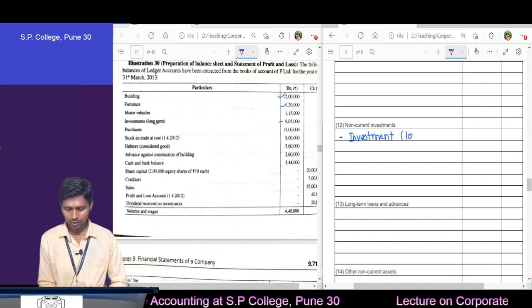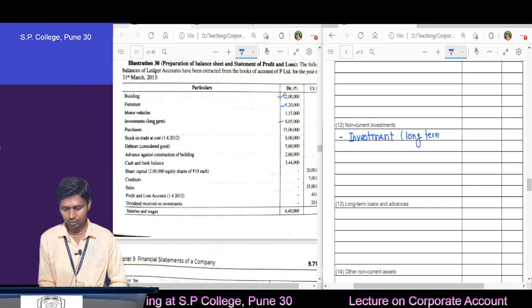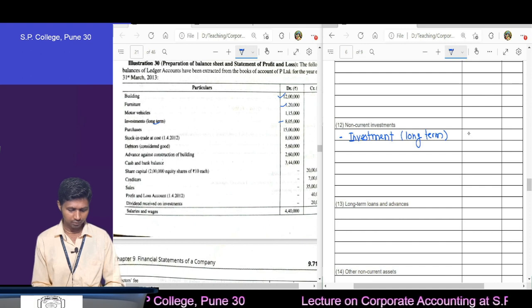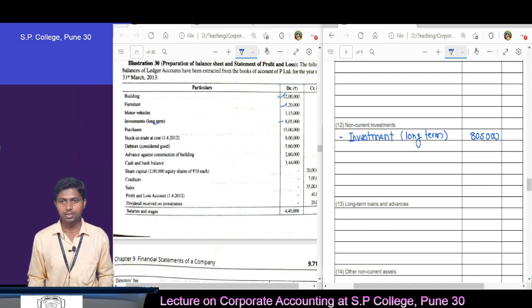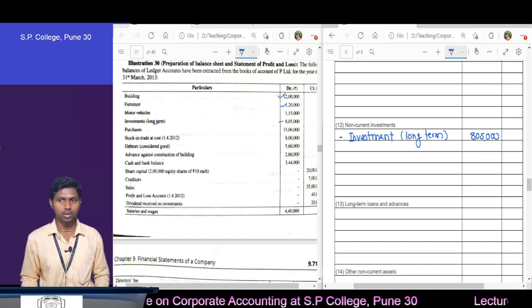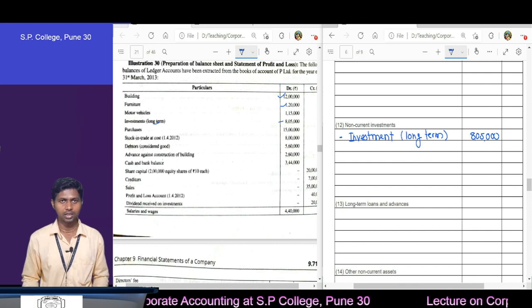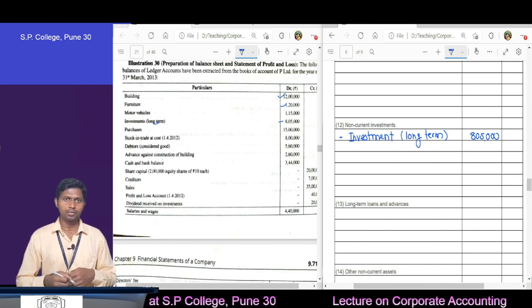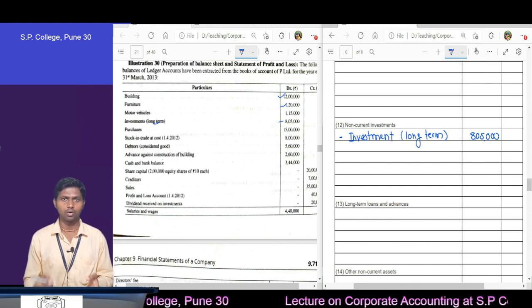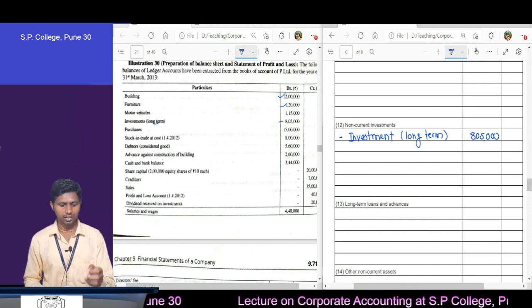Investment in bracket long term, and the amount of that investment is 8 lakhs 5,000. Then after this they have given, my dear students, purchases. What about the purchases? Where do we write purchases? If you assume that as a purchase of finished goods, then in purchase of stock in trade. If you assume that as raw material, then in cost of material consumed.